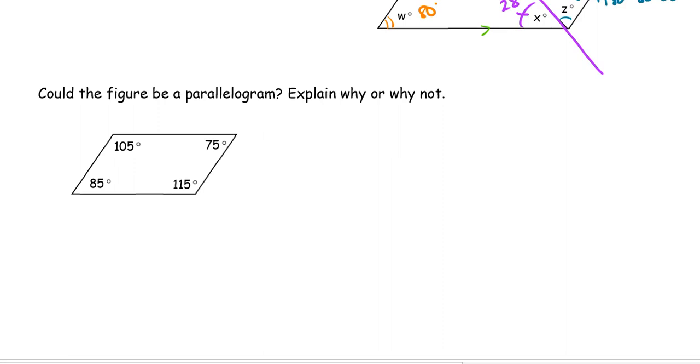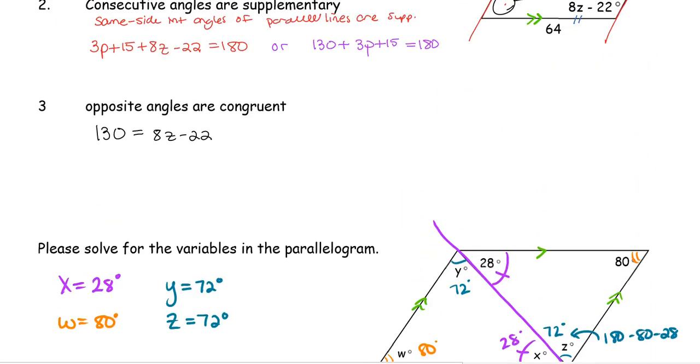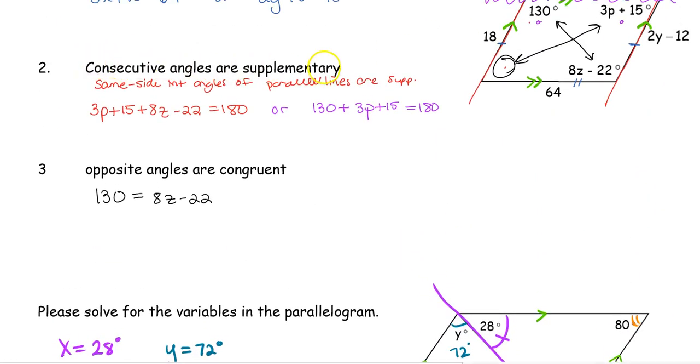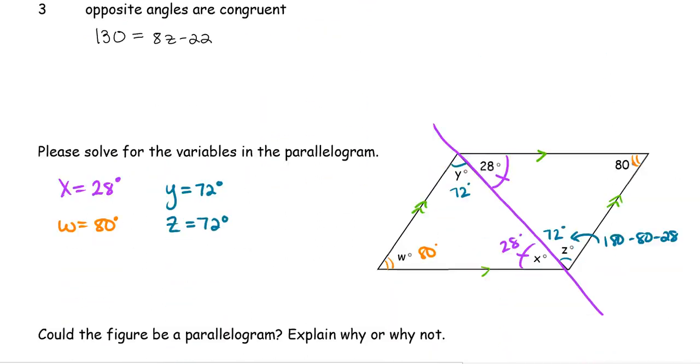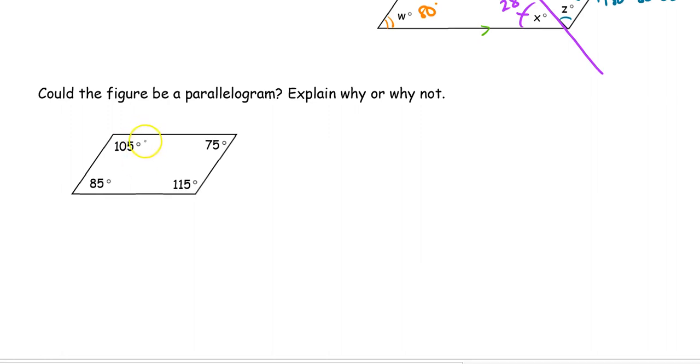Our last question is, could the figure be a parallelogram? Explain why or why not. So we think about our properties. The definition is parallel lines. I don't have parallel lines given to me. Opposite sides congruent. I don't know anything about the opposite sides. Nothing's listed. All I have is angles. So based on the two properties that we've learned, consecutive angles have to be supplementary and opposite angles have to be congruent. So if I look here, here's consecutive angles.